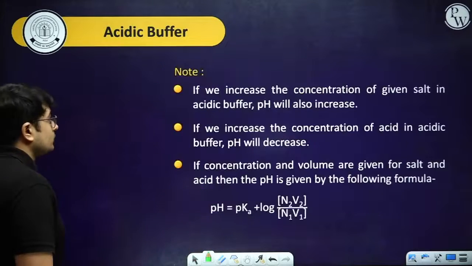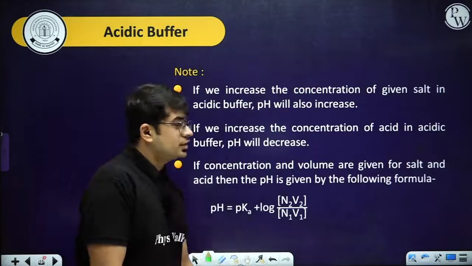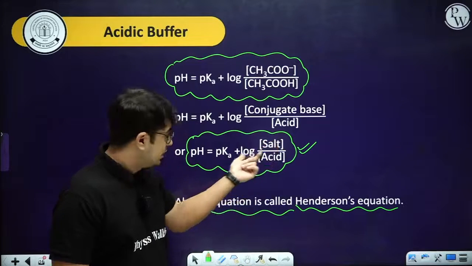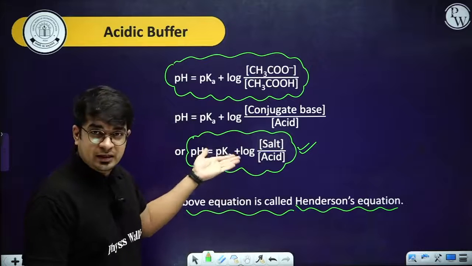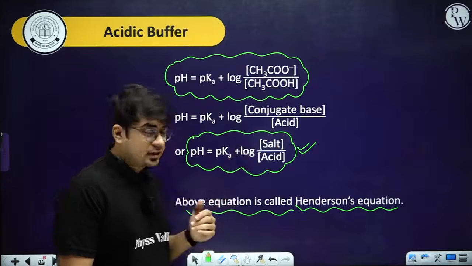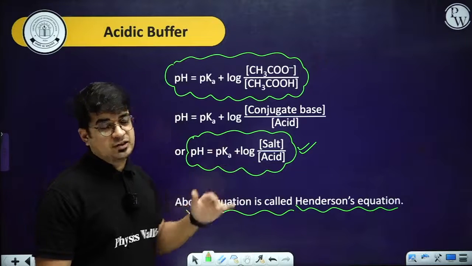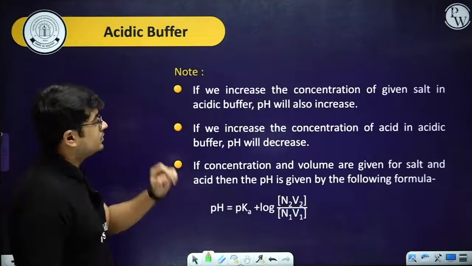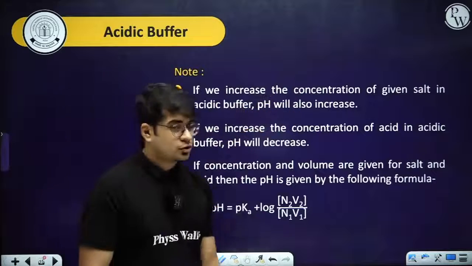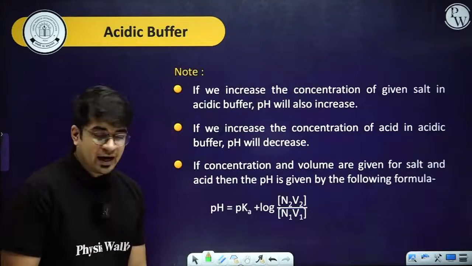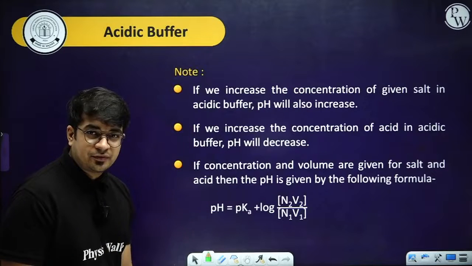Okay, now if we increase the concentration of given salt, it means the pH is going to increase, it will become more and more basic. If I am adding the concentration of acid, definitely pH is going to decrease. So always remember this entire part. If we increase the concentration of given salt, pH is going to increase. If we increase the concentration of acid, pH of the buffer is going to decrease.